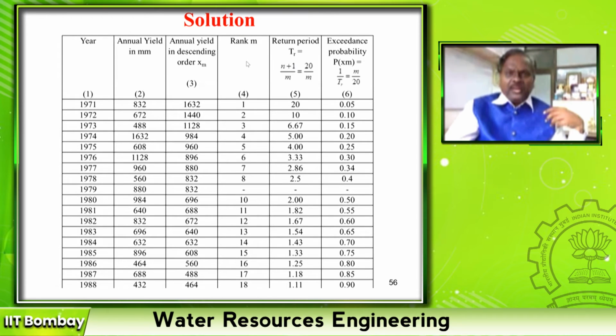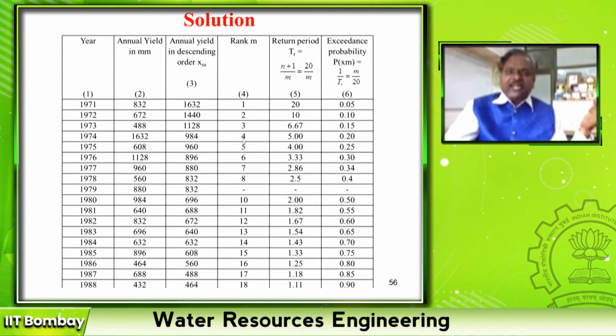Now you write down what is the rank. As I previously explained, rank is nothing but how many times this quantity and more than this has occurred within this observed period. For example, I am putting 1, 2, 3, 4. Let us take this 4. The rank for the 984 magnitude of yield is 4.